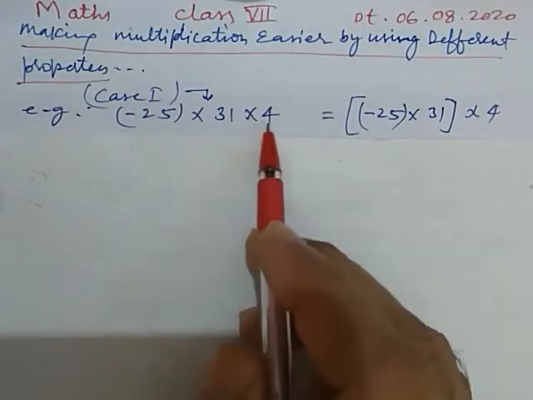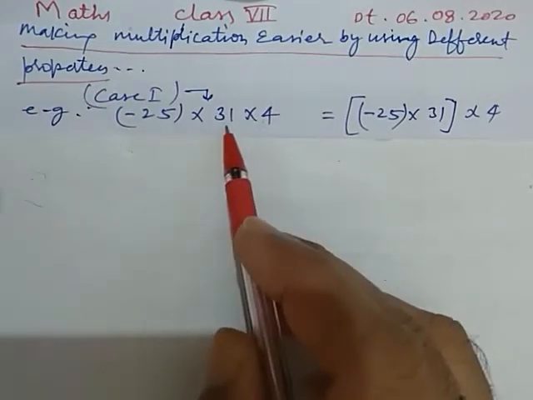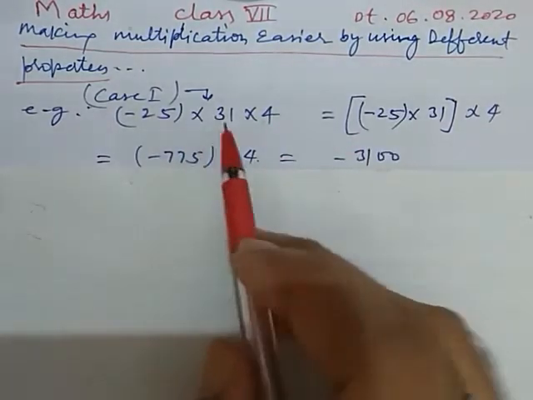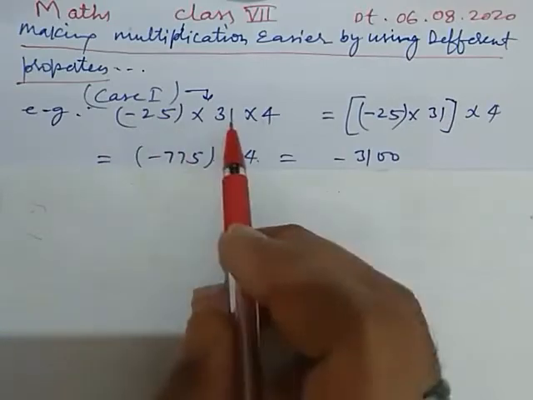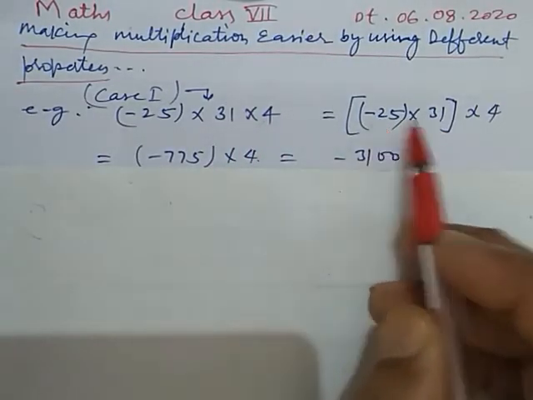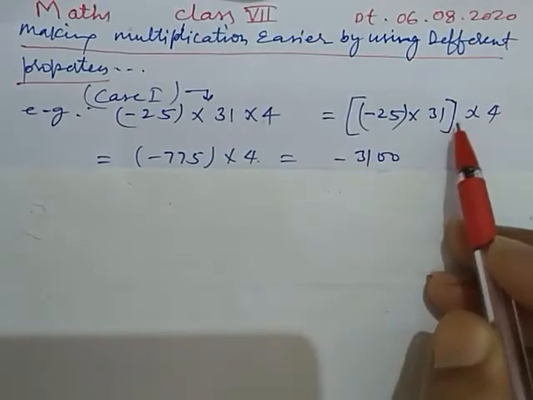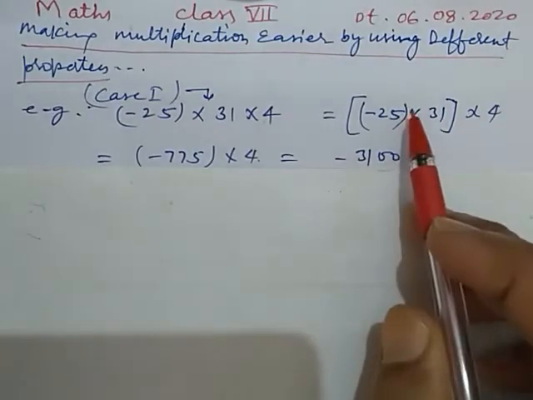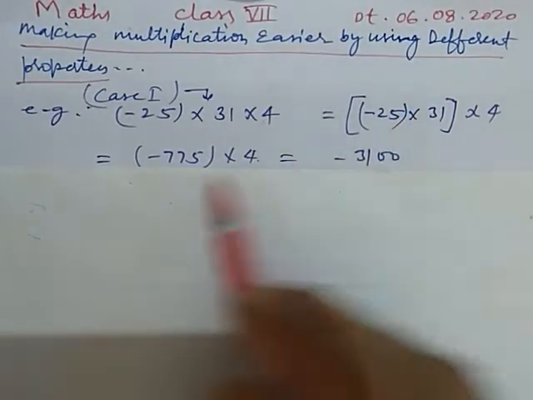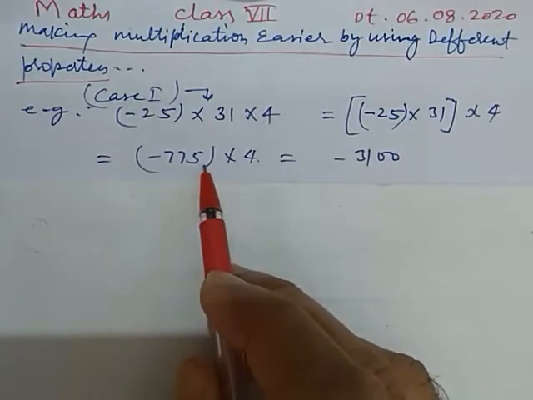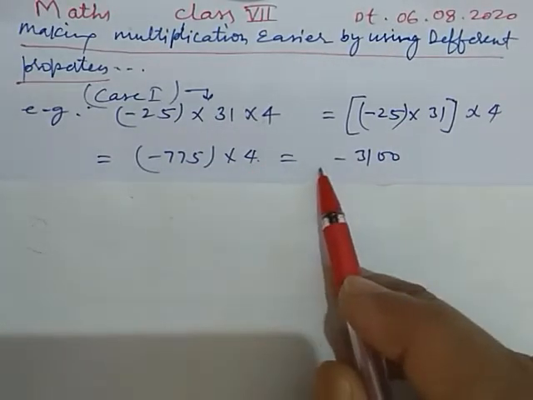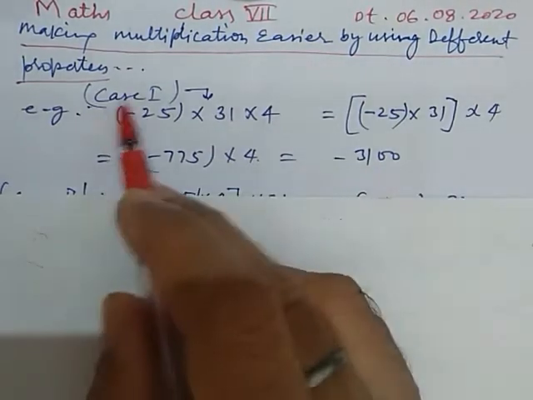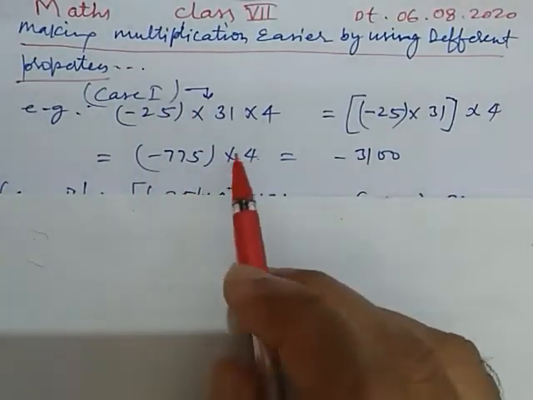Here there are three numbers: minus 25 into 31 into 4. When we take these two numbers, minus 25 into 31 first, and then multiply the result by 4, we get minus 775 into 4 equals minus 3100. This is our first case. This way we normally multiply numbers.